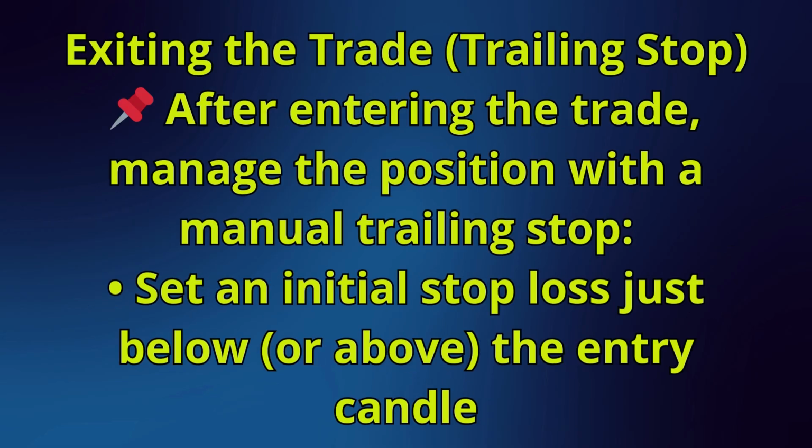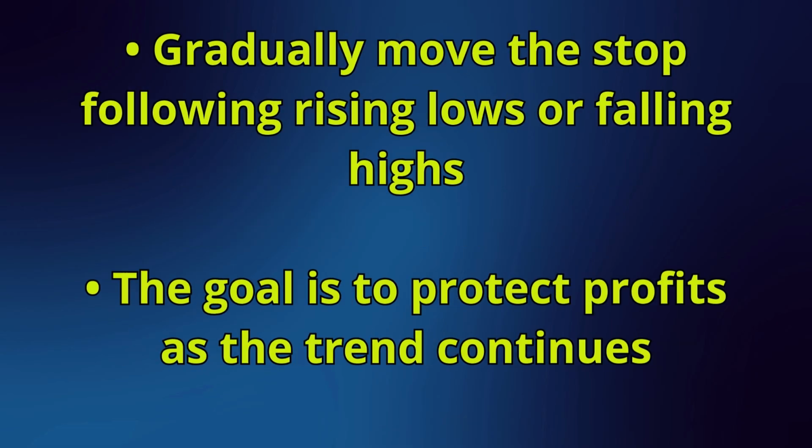Now for the crucial part, managing the trade once we're in. For this strategy, we won't use a fixed profit target. Instead, we'll use a manual trailing stop to maximize our gains if the trend is strong. As the trend moves in your favor, you'll actively manage your position. The idea is to gradually move the stop, trailing it behind the price. In an uptrend, you will move it up to sit just below the new rising lows. In a downtrend, you'll move it down just above the falling highs. The goal is simple but powerful: to protect your profits as the trend continues.